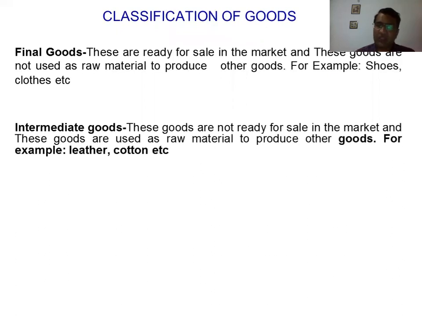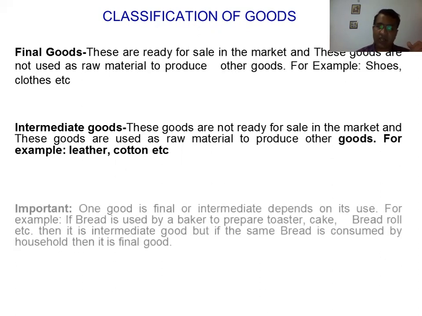And against this, the intermediate goods. These goods are not ready for sale in the market, and these goods are used as a raw material to produce other goods. It means value is yet to be added in this type of goods. Final goods are like shoes and clothes, which are already prepared and ready for the consumers. But intermediate goods are like leather, cotton, etc. From the leather, we prepare shoes, and from cotton, we prepare cloth. So in this way, the intermediate goods are not ready for sale in the market, but final goods are ready for sale in the markets.